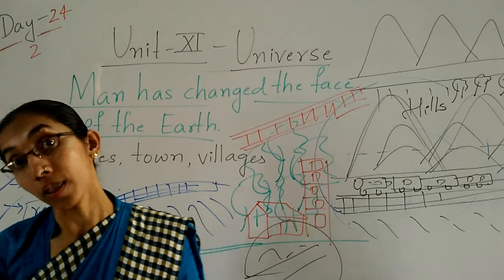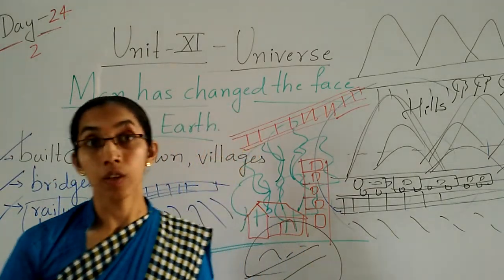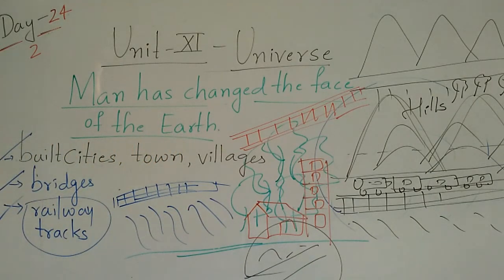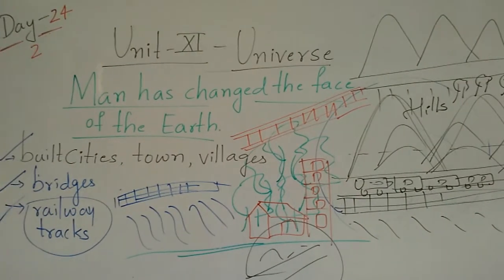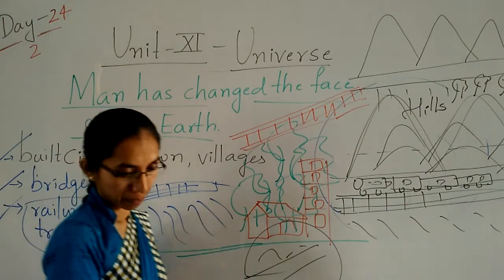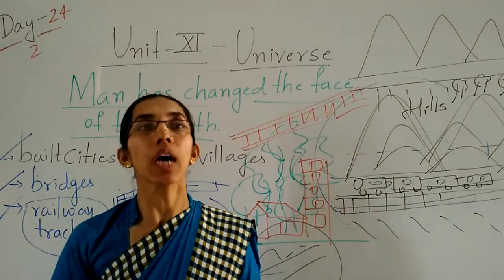So we can see that there are a number of countries on the earth. Yes or no? There are many countries on the earth. So children, we have only one earth. We have only one earth. So let us look after it.